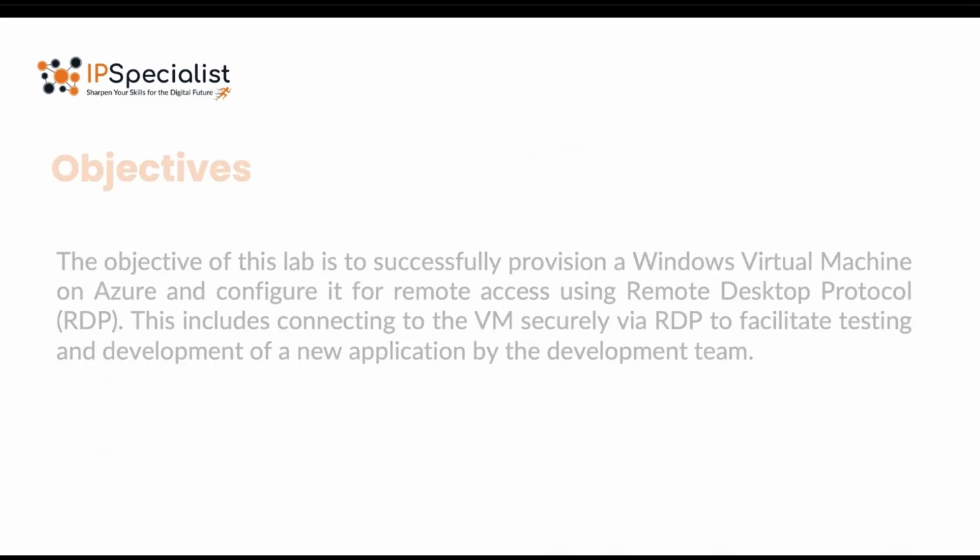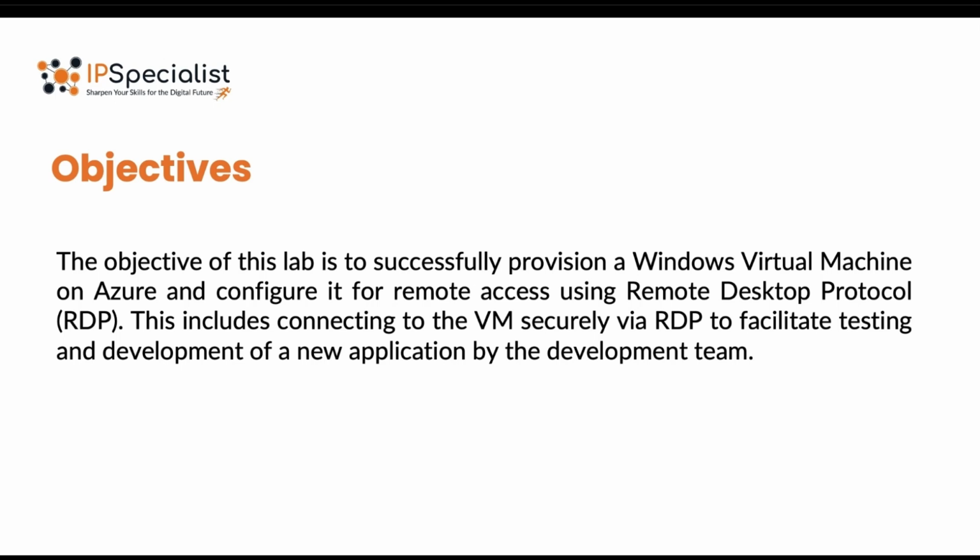Moving on, let's understand what is the objective of this lab. Now, the objective of the lab is to set up a Windows virtual machine on Azure and configure it for remote access using Remote Desktop Protocol. This includes connecting to the VM securely via RDP to facilitate testing and development of a new application by the development team.